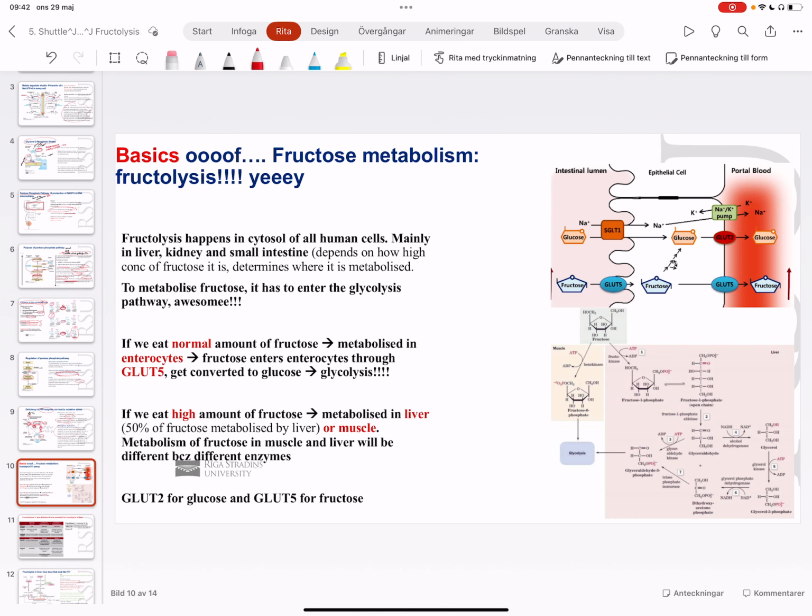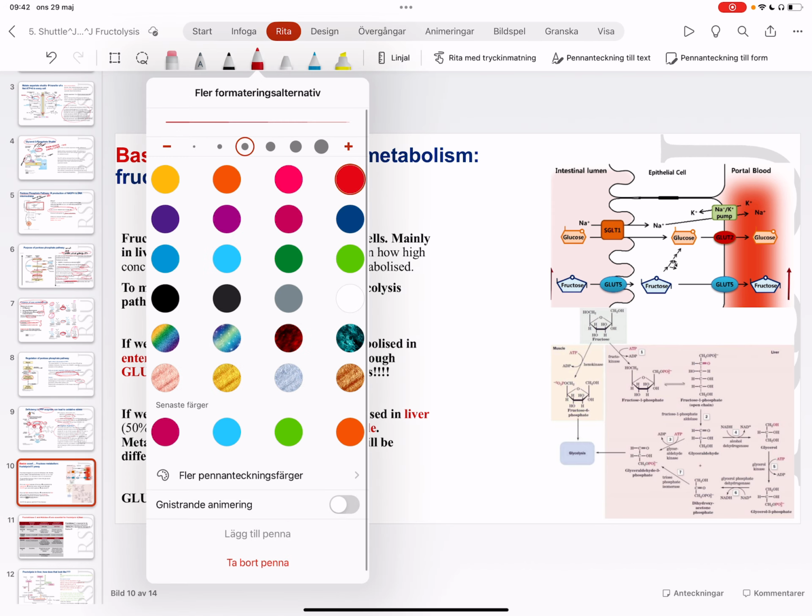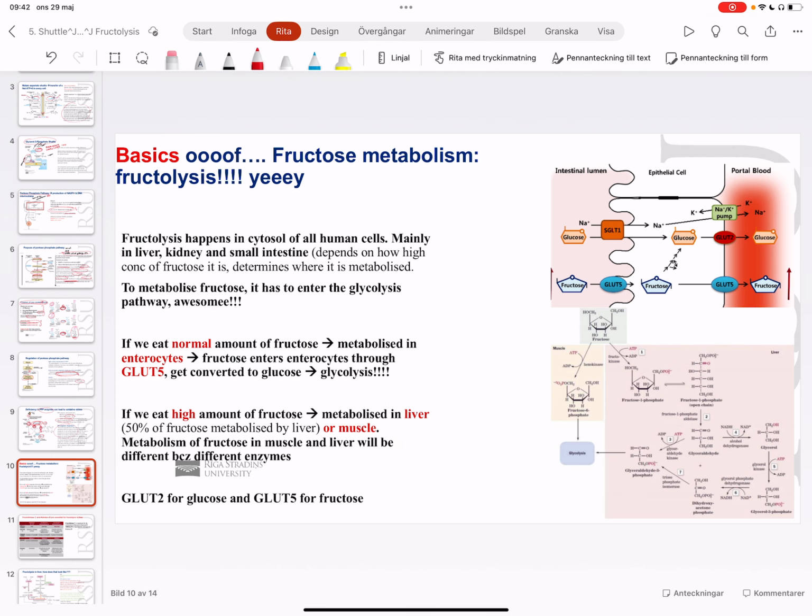So, basics of fructose metabolism or fructolysis. Fructose metabolism, and also galactose, which we will talk about in lecture 6, will have to enter the glycolysis pathway in order to be metabolized. So basically they will have to be converted into an intermediate of glycolysis, and then they can enter the pathway of glycolysis and be metabolized.